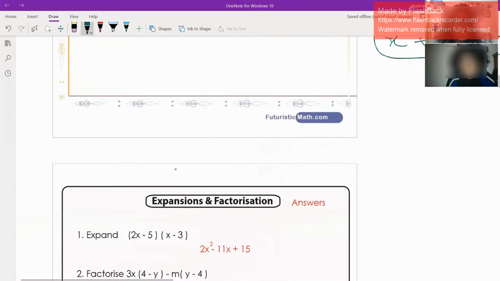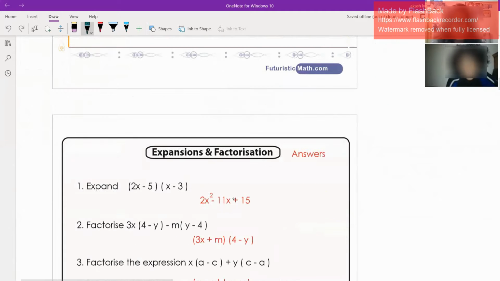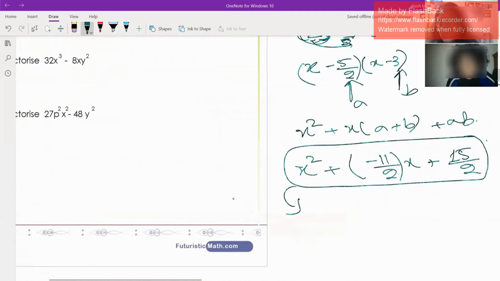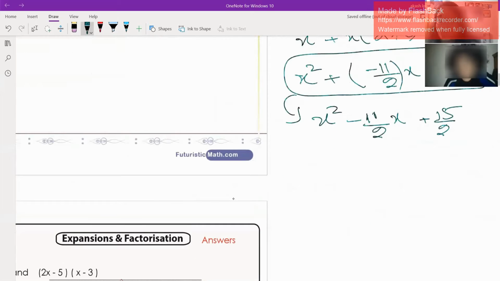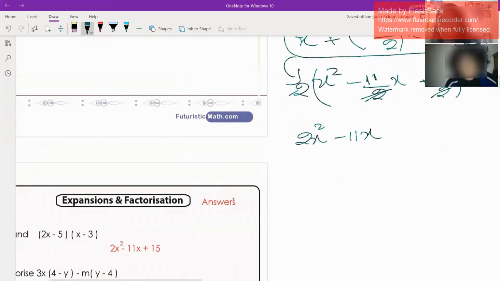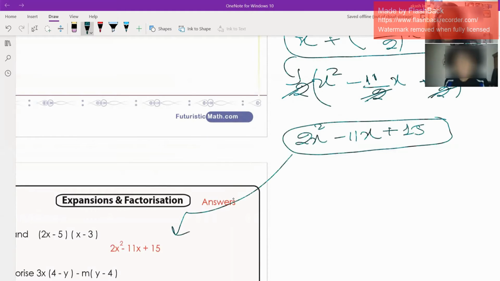Okay, but the answer is in this form: 2x square minus 11x plus 15. So we have got x square minus 11 over 2 x plus 15 over 2. This is what our answer is, right? Now to get rid of this 2, can we multiply 2 to the whole equation? So 2x square, the 2 cancels out with this 2, it will be minus 11x, right? And this 2 cancels out with this 2, which will be 15. This is the answer that we have got.